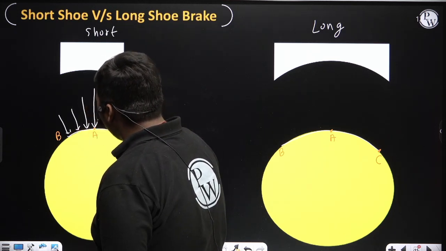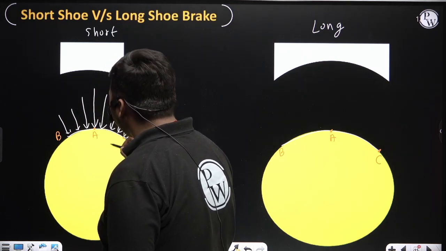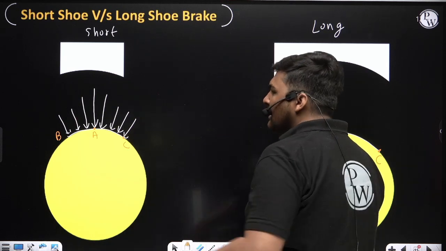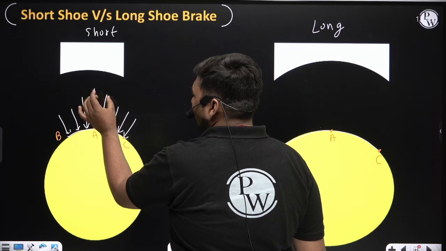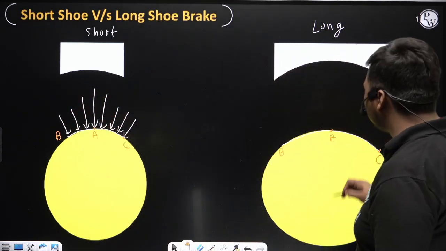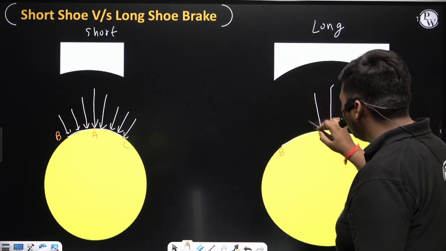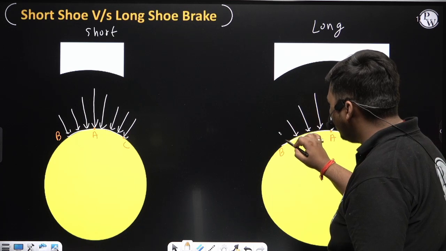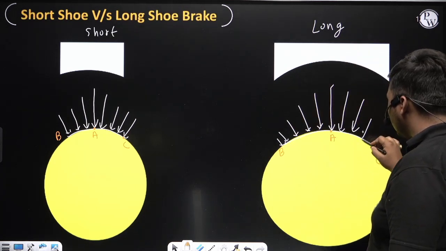You need not remember the exact pressure distribution, only that the pressure at the midpoint, that is A, will be maximum, and when you move far from point A, the pressure will reduce. The same distribution will be on this side. Pressure will be maximum at point A, and as we move away, pressure will gradually reduce. But we need not remember the equation of this.